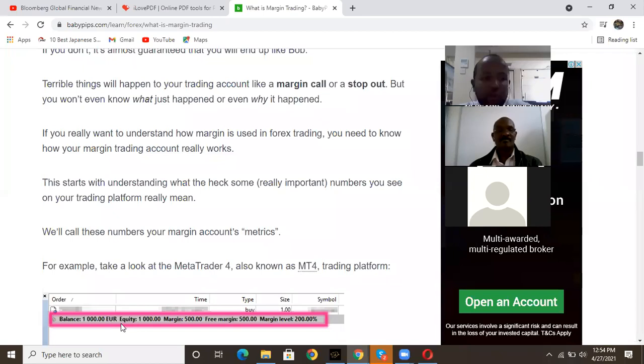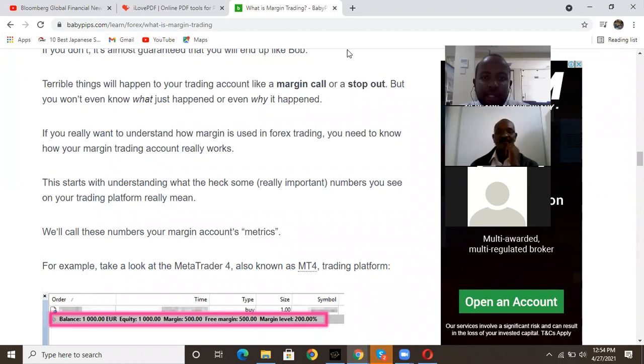So this is 1,000 euros. You'll see the equity here at the center. You'll see the margin, and then the free margin, then the margin level. This is all I'm going to explain today. Wherever you're seeing this when you open your account, when you're on MT4, this is what I'm trying to explain: what the balance is, what the equity is, what the margin is, what the free margin is, and what this margin level represents.